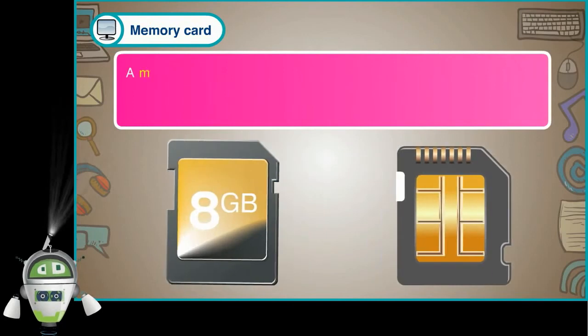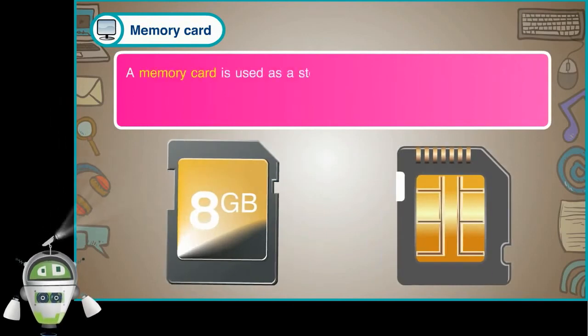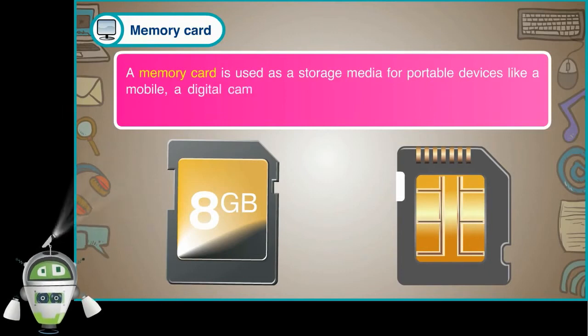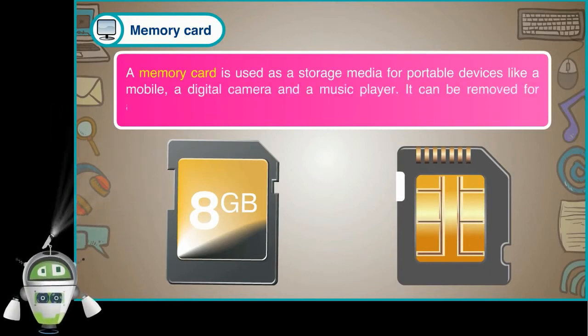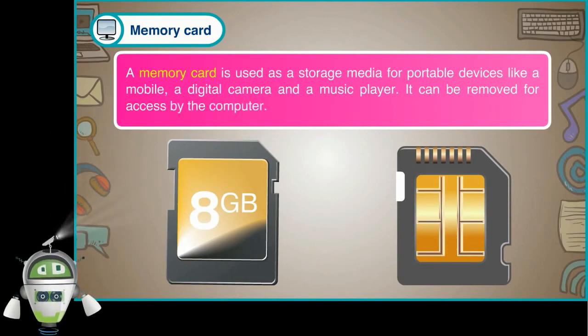Memory card. A memory card is used as a storage media for portable devices like a mobile, a digital camera, and a music player. It can be removed for access by the computer.